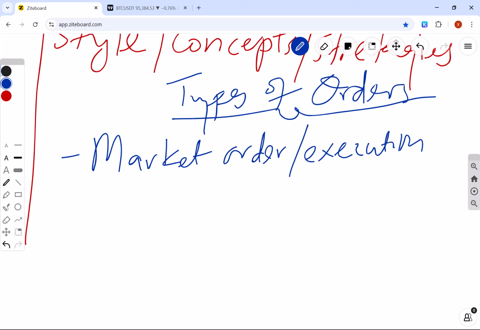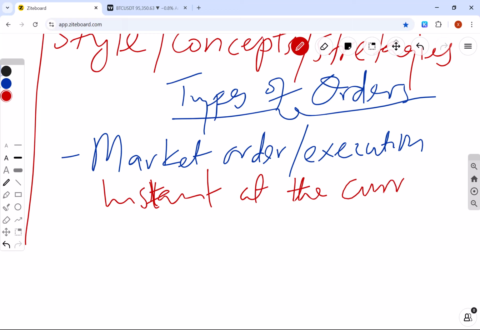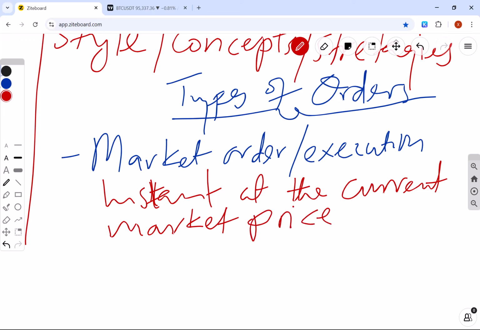Okay, so we have what we call market order or execution. When we say market order or execution, this type of order is executed immediately. Okay, instantly. So this one is executed instantly at the current market price, and we defined what the current market price is during the terminology. So if you have forgotten, you can go back and look at the definition.